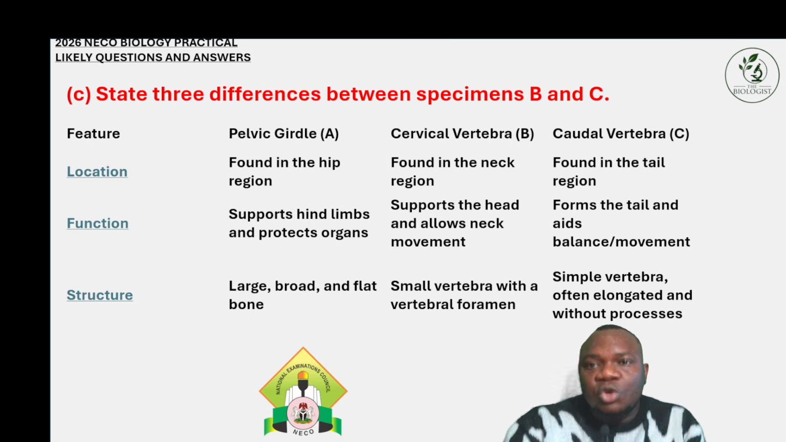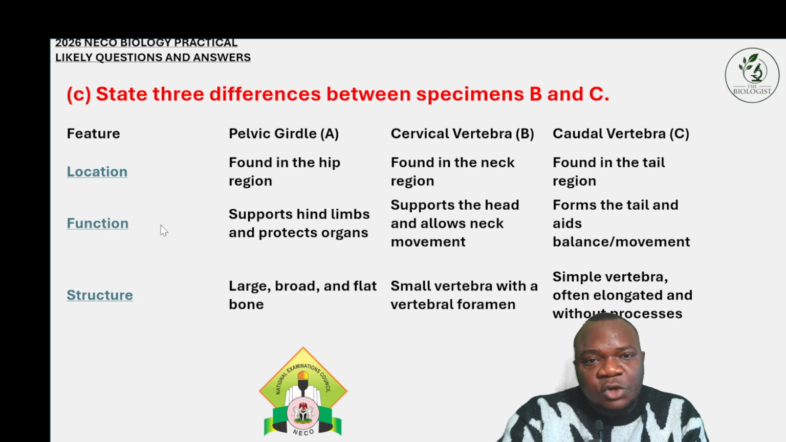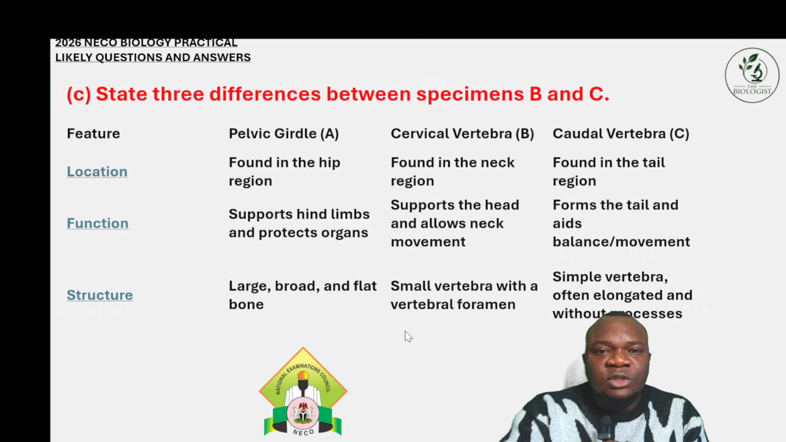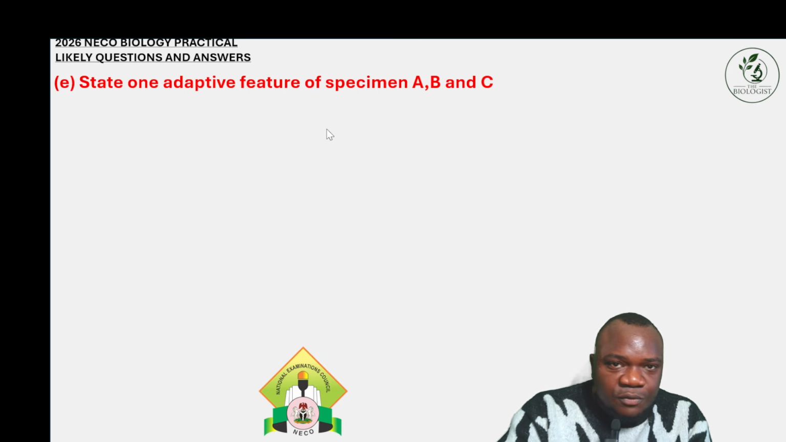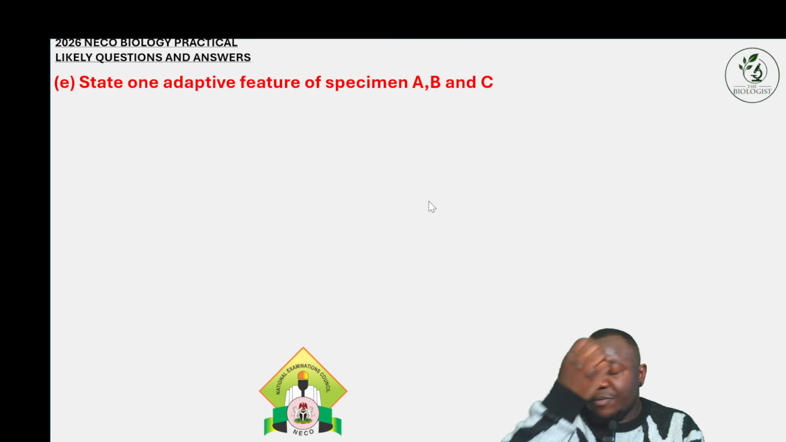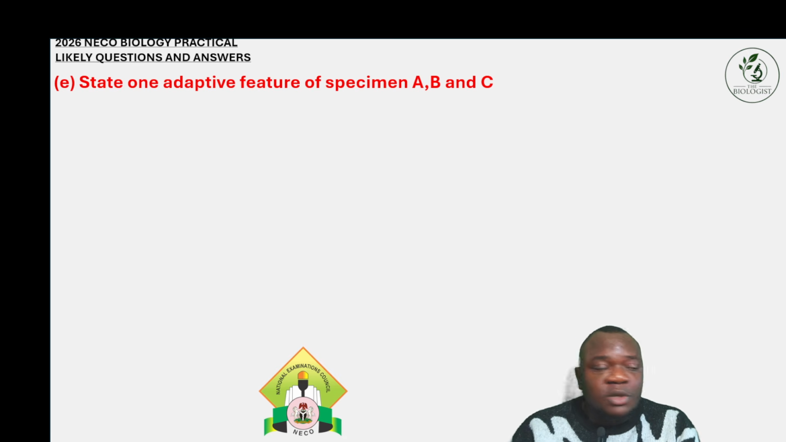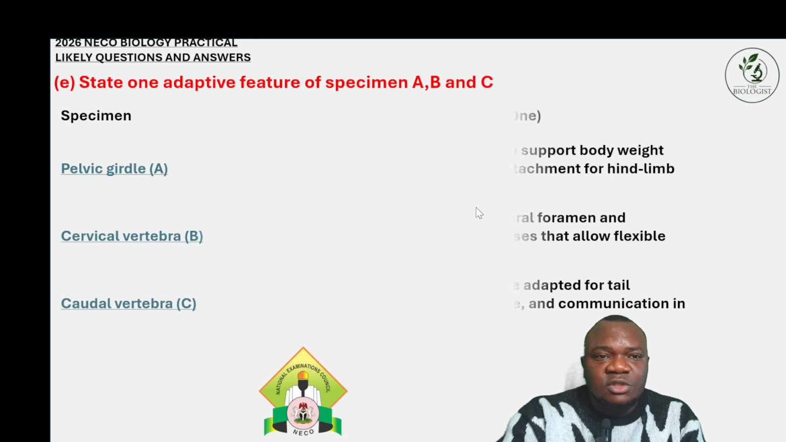Okay. So for the functions, you can go through the functions: support the hind limb. You know, for the tail, it aids balancing and movement in most animals and all that. So you just take your time to go through all of them. The structure, these are the structures of all the vertebrae. All right. Then state one adaptation feature of each of these species. So it's very important for you to be able to understand the adaptive features.